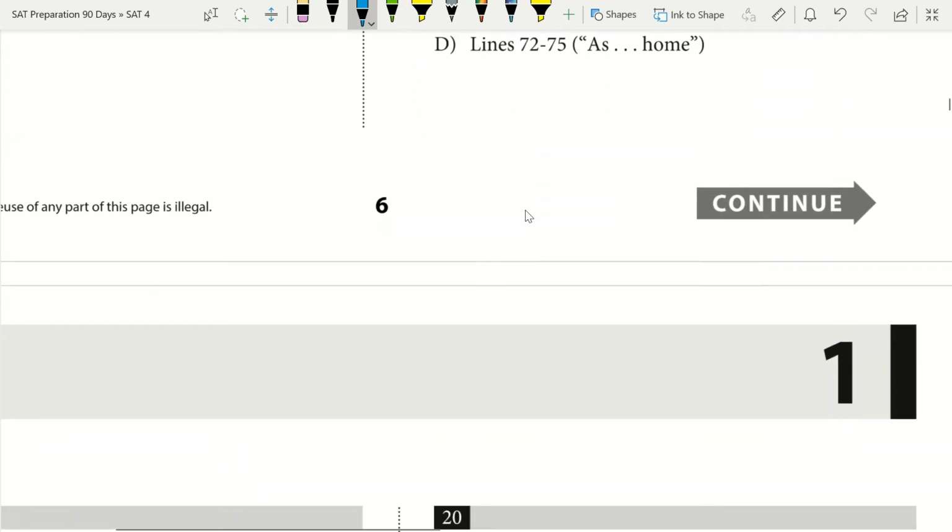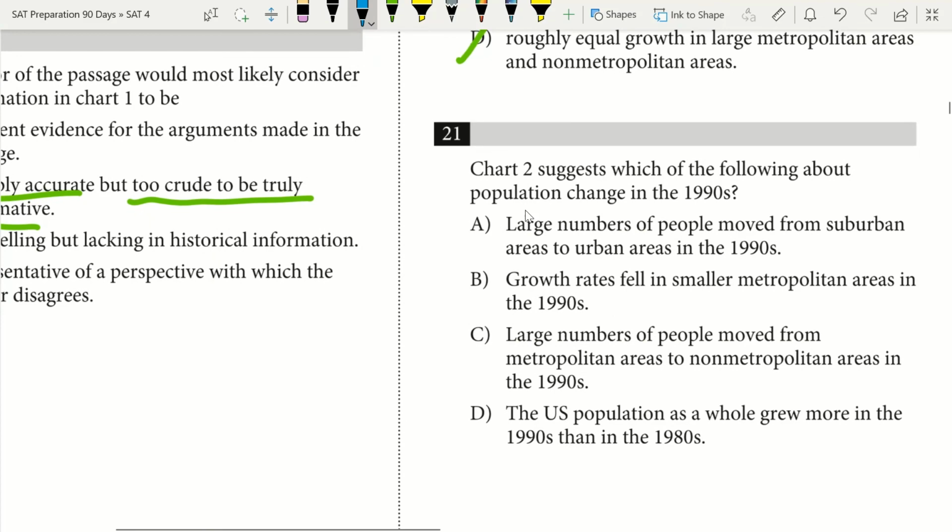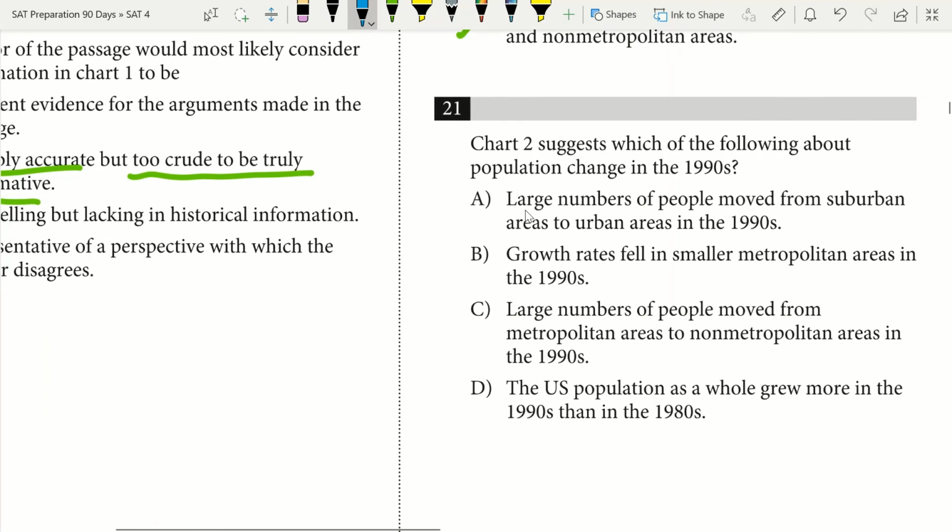So I see the 1990s were characterized by growth across all of them. I'm going to look for an option that shows that they all grow. I see the U.S. population as a whole grew more in the 90s than in the 80s. That is true. We had a higher growth rate in all of those, so our answer there would be D for 21.